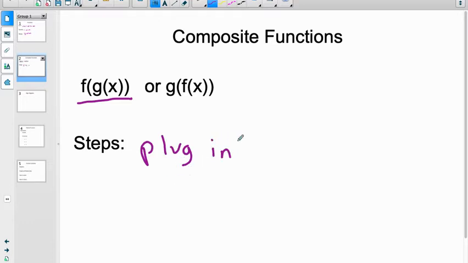When you're doing this, make sure you use parentheses. Everywhere there's an x in f of x, you're going to replace that with the entire g of x function. So plug in, make sure you use parentheses, and then you're just going to simplify algebraically.